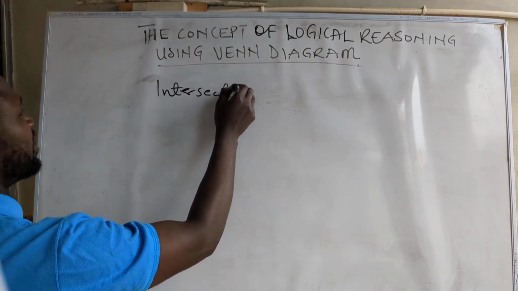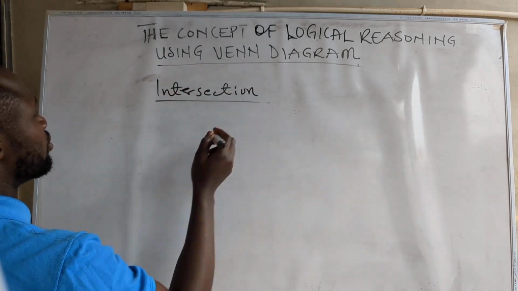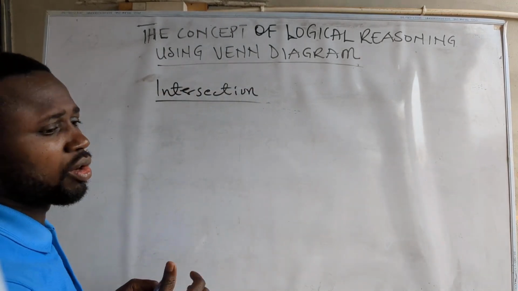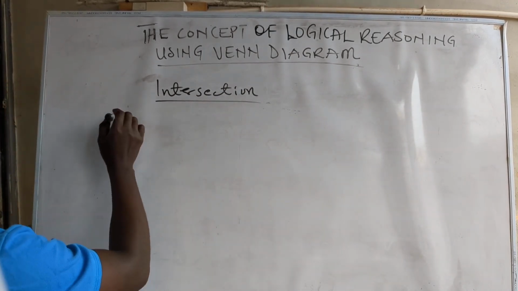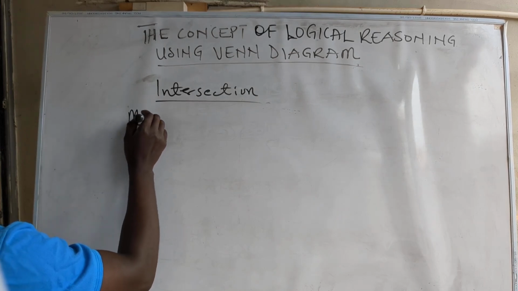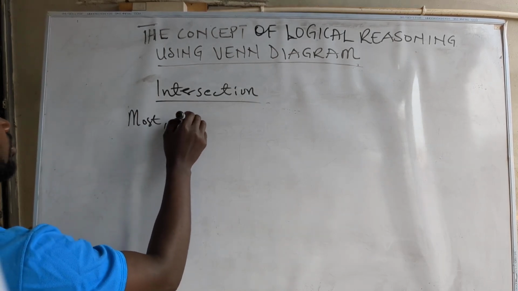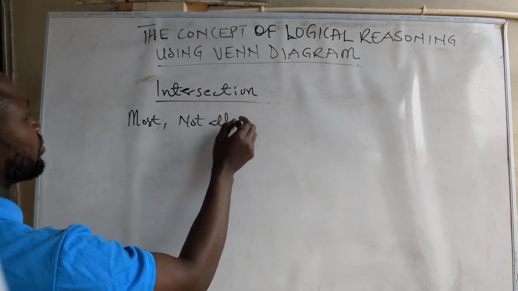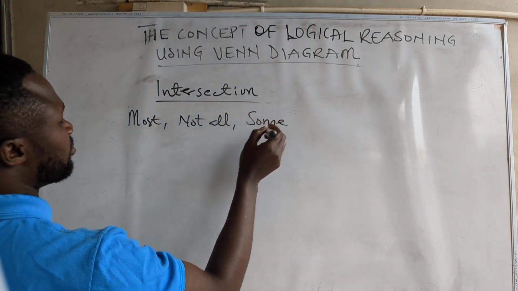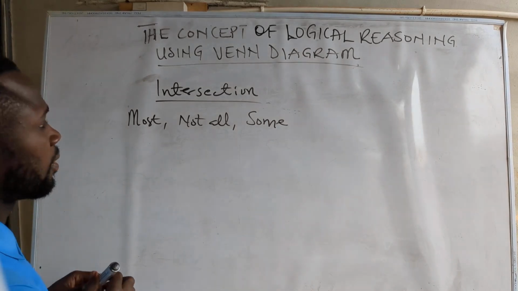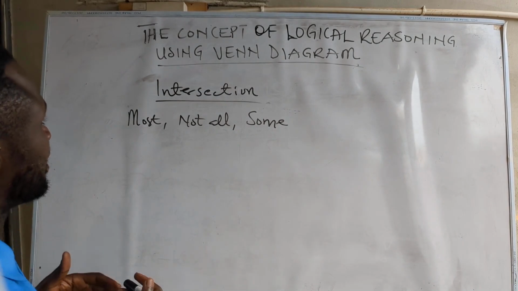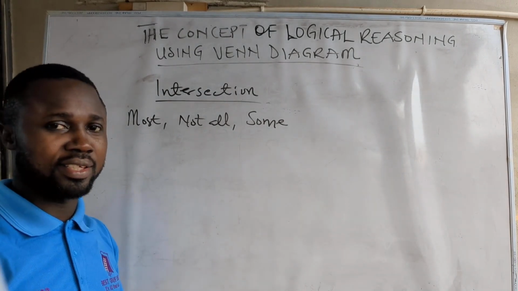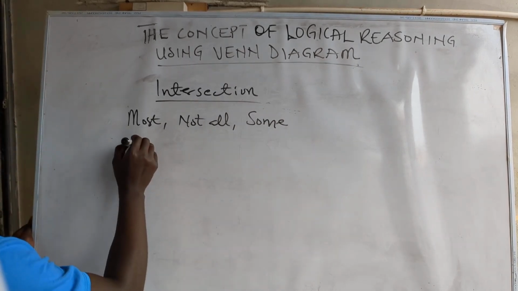If you have an intersection between two sets, you may see some keywords like most, not all, some, and so on. So most, not all, some, means that there is an intersection.